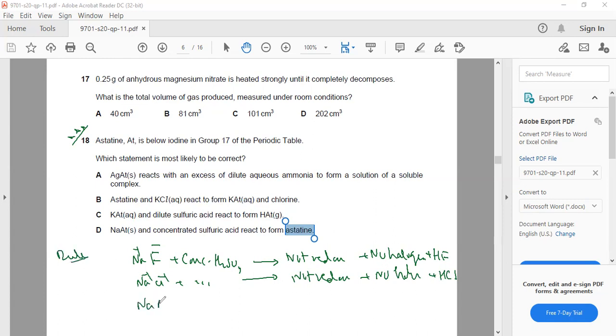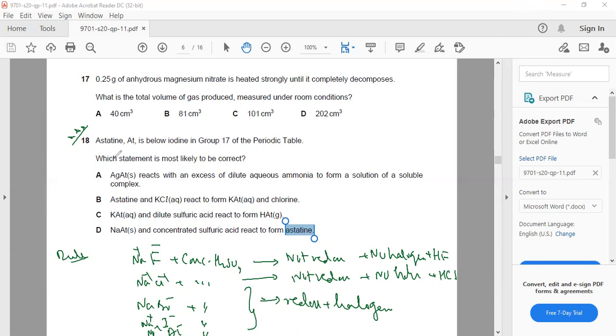With bromide, iodide, astatide, plus concentrated sulfuric acid, it is redox, and a halogen forms. This is the rule. Write it down. You have seen it in the halogen chapter. I will explain 17 again.